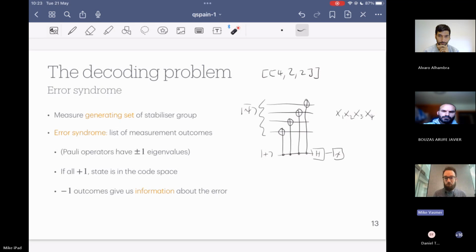And so you do this for all the stabilizer generators, and then you get a list of measurement outcomes. In the case where you have no errors, you'll get +1, so that's great. But usually you'll measure some -1s, and it doesn't tell you exactly what error has occurred, but it gives you some information, because what you know is that the error that occurred anti-commuted with this stabilizer.